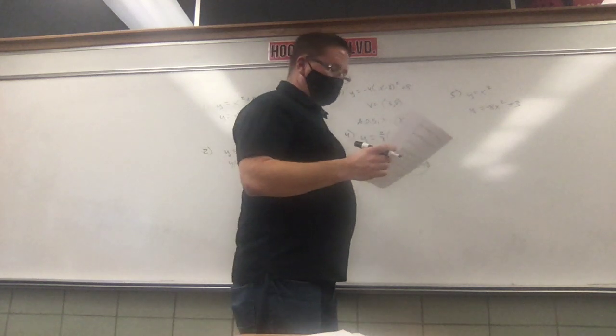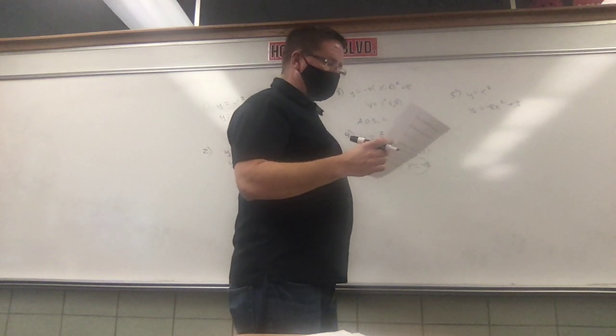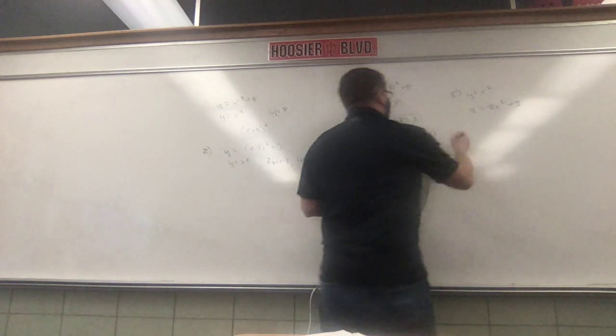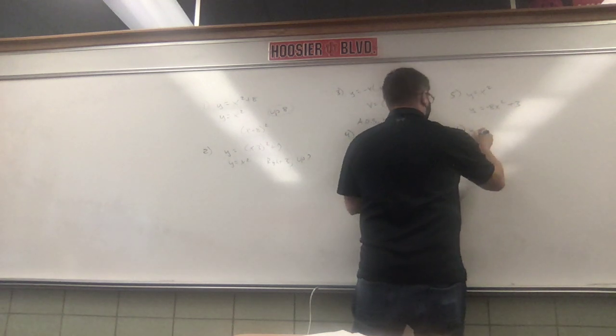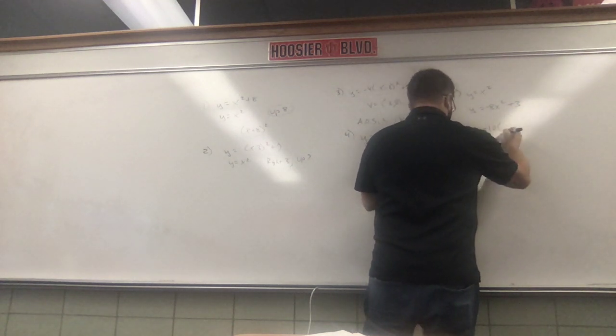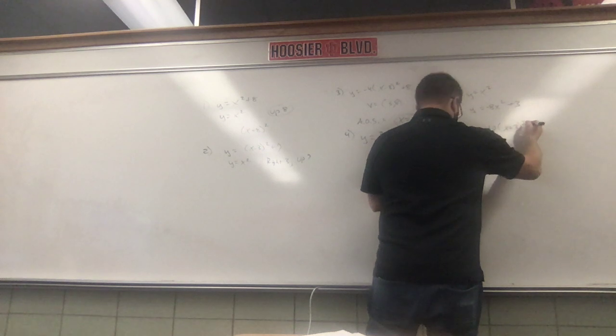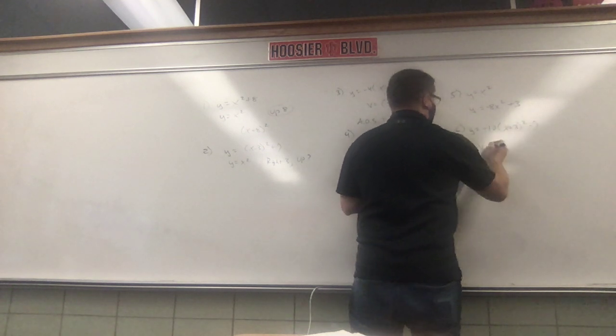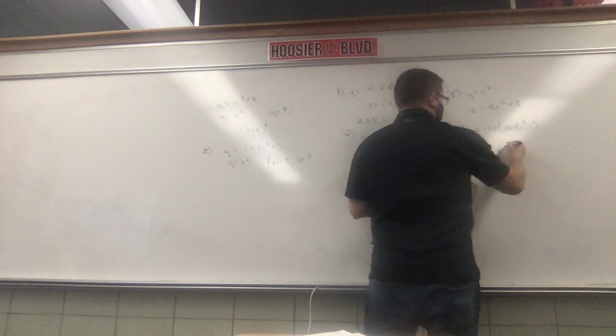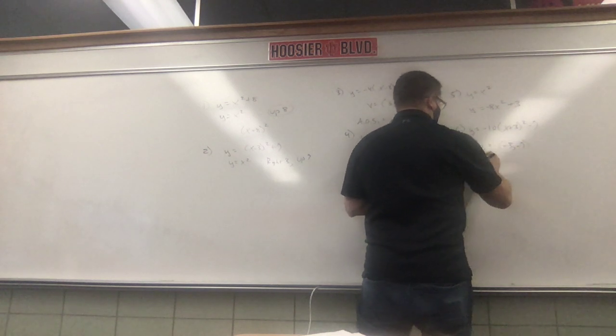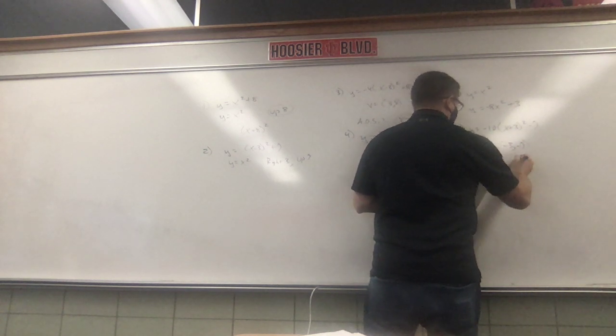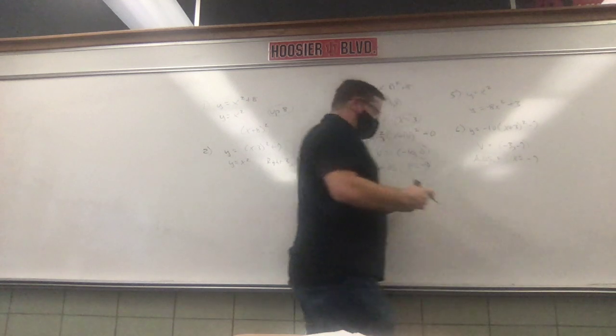I'm not really sure why I put number 6 on there. It's no different than questions 3 and 4. We have y equals negative 10 times (x plus 3) squared minus 7. So the vertex is negative 3, negative 7. And the axis of symmetry is x equals negative 3.